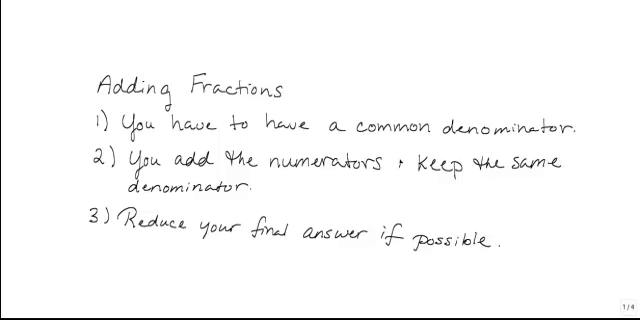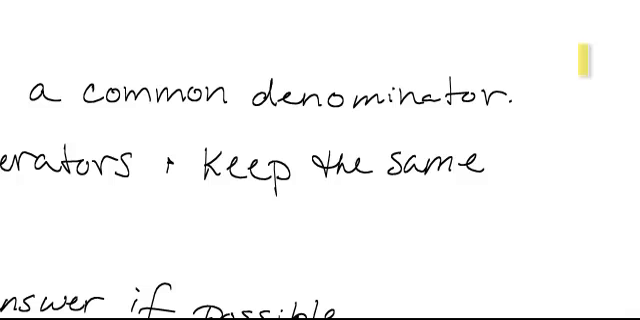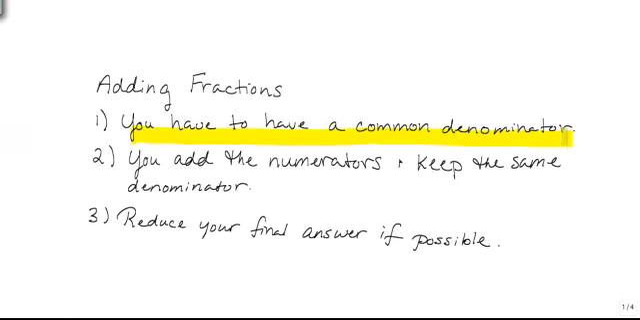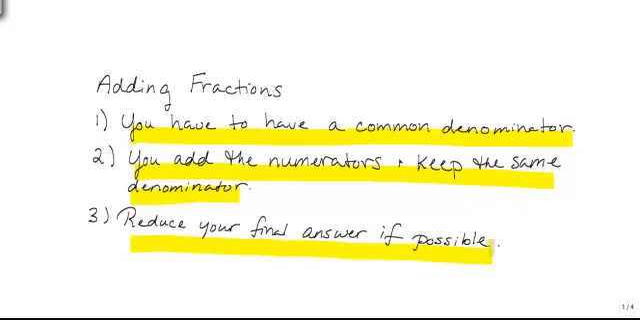We're going to begin by looking at adding fractions. And whenever you add fractions, you follow three simple steps really. You have to find a common denominator. And if there isn't one, you have to get one. Then once you find a common denominator, you add the numerators and keep the same denominator. Then finally, if it's possible, reduce your final answer.